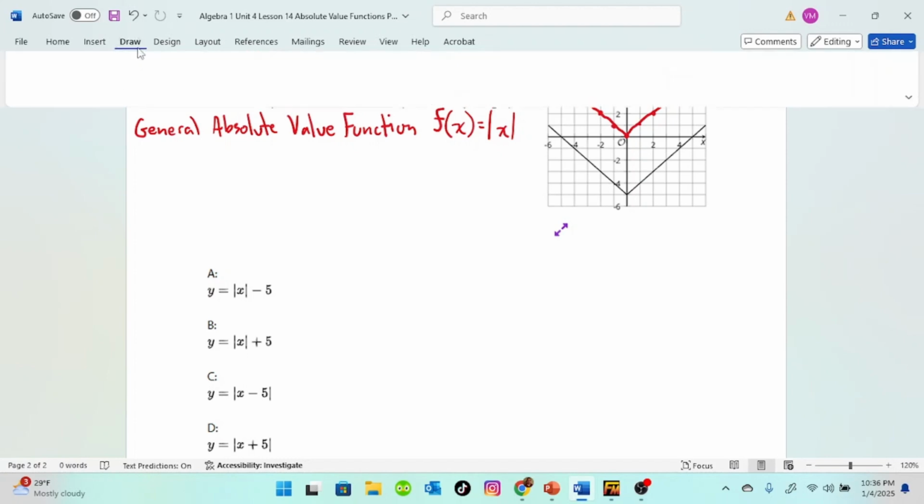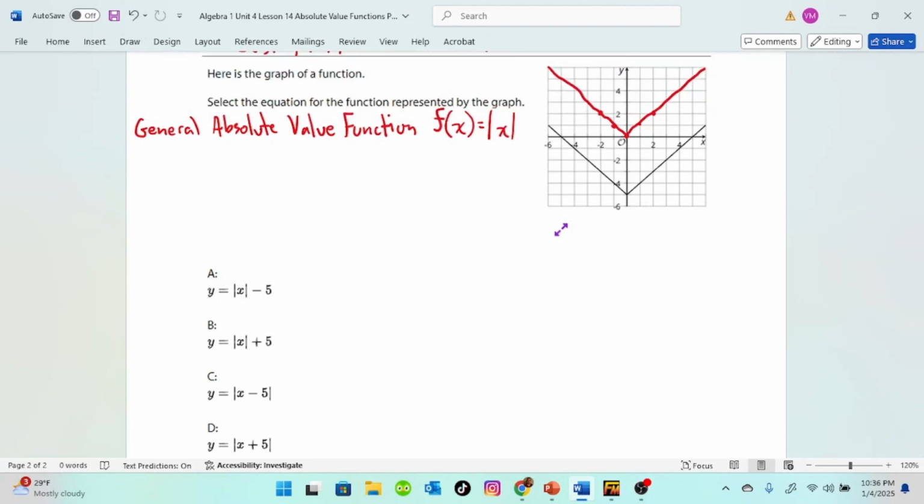So now let's see what happens in all of the other examples. If we look at A, when x is 0, the absolute value of 0 is 0, minus 5 is negative 5. When x is 1, the absolute value of 1 is 1, minus 5 is negative 4. When x is negative 1, the absolute value of negative 1 is 1, minus 5 is negative 4.